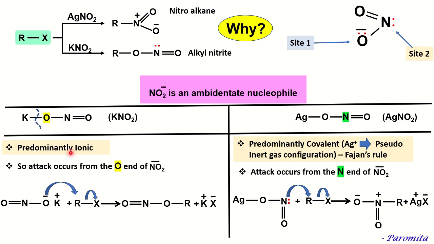Potassium nitrite is predominantly ionic in nature, leading to the formation of K plus and ONO minus. So attack occurs from the oxygen end of NO2 minus. This is KNO2, O minus of NO2 minus attacks this R and the R-X bond is broken, leading to the formation of alkyl nitrite. Silver nitrite is predominantly covalent because Ag plus has pseudo-inert gas configuration, and according to Fajan's rule, cations having pseudo-inert gas configuration favor covalency. So in this case, attack occurs from the nitrogen end of NO2 minus, leading to the formation of nitroalkane.